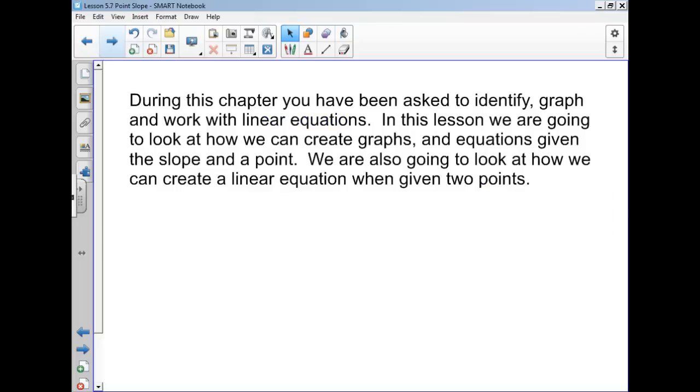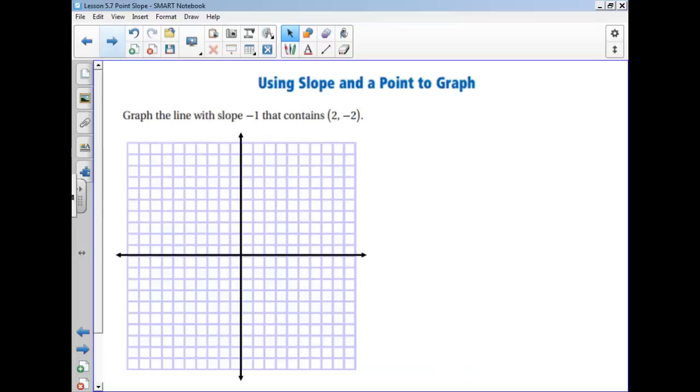During this chapter, we have been asked to identify, graph, and work with linear equations. Today's lesson, we're going to look at how to create graphs and equations given the slope and a point. We're also going to look at how we can create a linear equation when given 2 points a little bit later in this lesson. So let's take a look at our first example, using the slope and a point to make a graph.